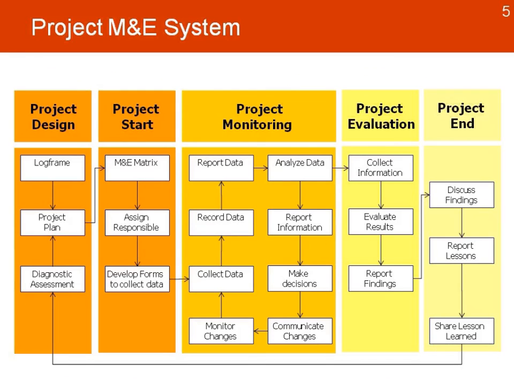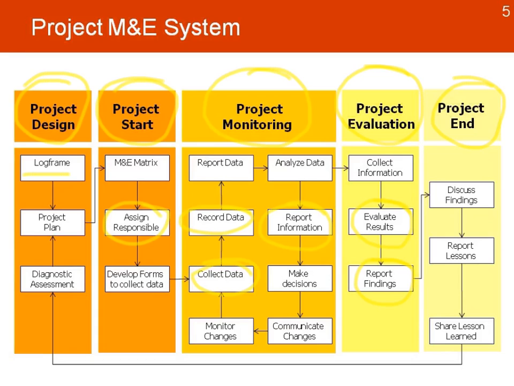Another way to look at the flow is to understand it in the different phases of the project. From the moment we design a project, with information about the log frame, to when we start the project and assign people responsible, to the process of monitoring the project, recording, collecting and reporting the data, to the phase of project evaluation when we are finally doing our final evaluation and reporting the findings, to when the project is completed and we have lessons learned that we need to share. All of that is another flow of information that goes through the life of the project.